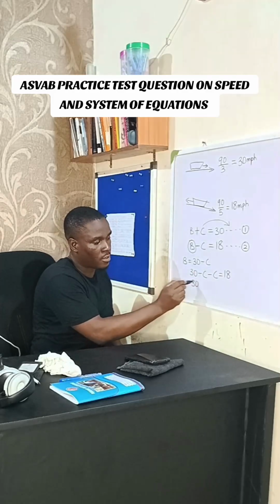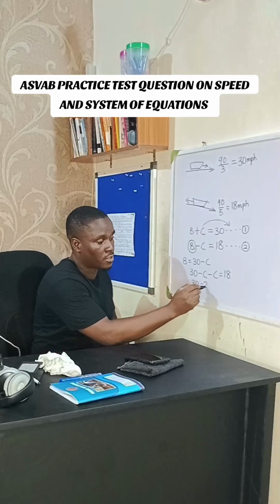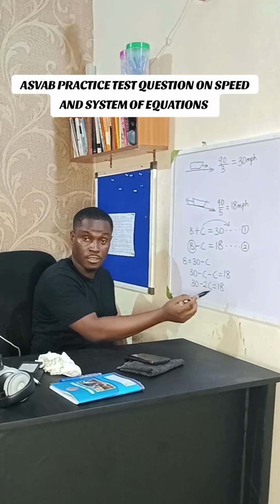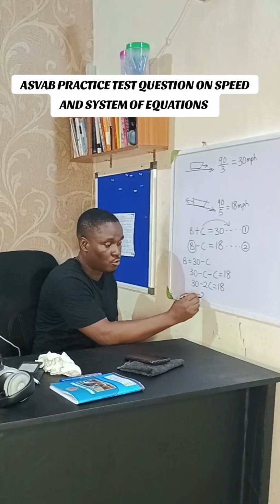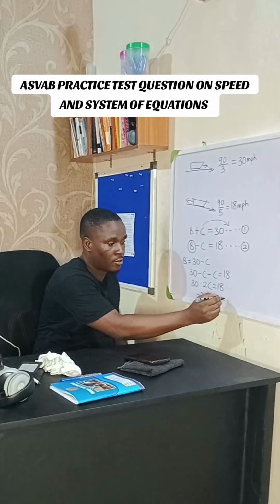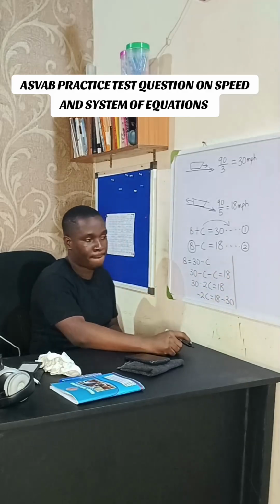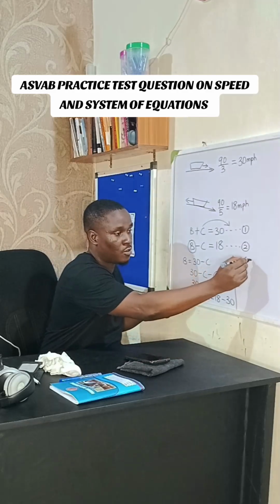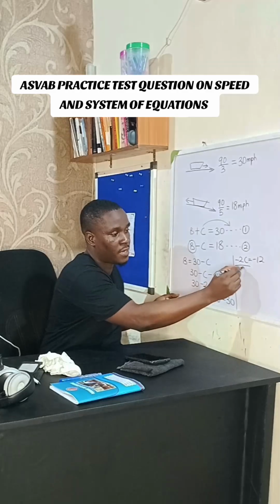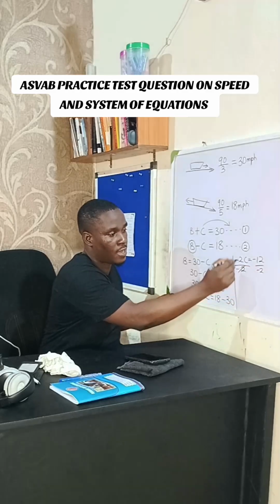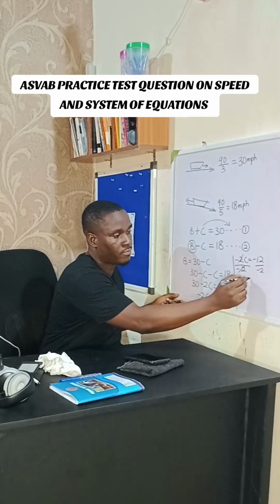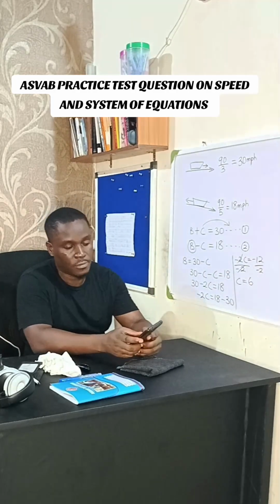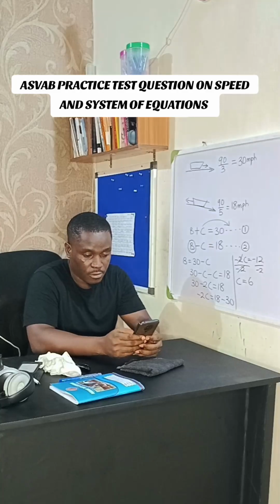So we have 30 minus C is going to equal minus 2C. So if you move 30 to the right, you subtract 30 from both sides, you're going to have minus 2C is equal to 18 minus 30, correct? Yes. 18 minus 30 is going to give us negative 12. So negative 2C is equal to negative 12. If you divide both sides by negative 2, you're going to have C is equal to 6. That would be the answer. So the speed of the current is 6.